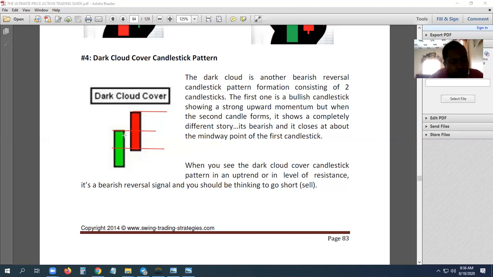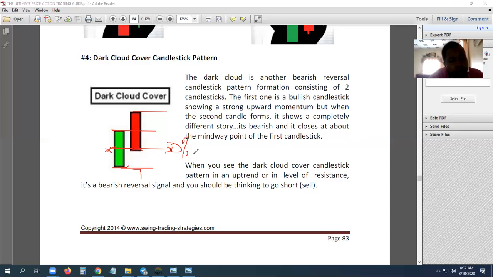So the logic is, we have a green candle followed by a red candle, and the red candle must close below the 50%, half of the green candle. Assume that is the 50% level. We are looking at the body from here to here. Half of it is around here. So the red candle must close below the 50% mark. But remember, it should not close below the green candle, because if it closes below the green candle, it becomes bearish engulfing. So it closes below the middle of the green candle, but above the open of the green candle. So inside here.